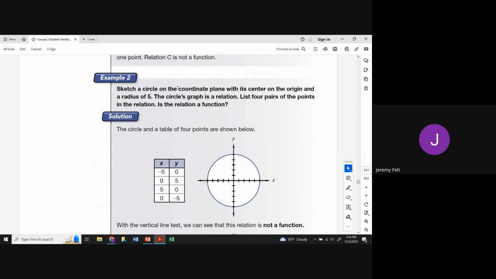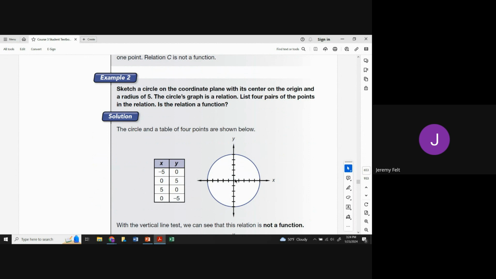If we sketch a circle, we've done shapes in the coordinate plane: parallelograms, triangles, squares, circles. If we sketch this in the coordinate plane, the center is the origin, with a radius of 1, 2, 3, 4, 5. The circle's graph is a relation. List 4 pairs of points in the relation. Is the relation a function? It can be a relation and a function, but a relation doesn't mean it has to be a function.